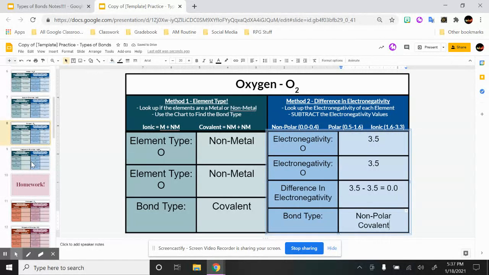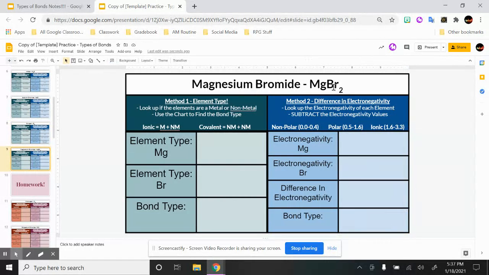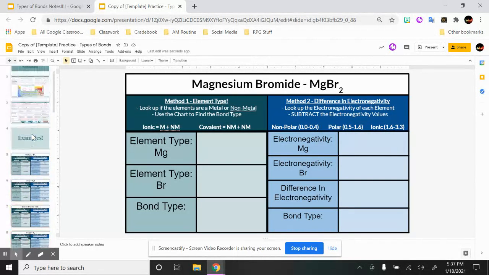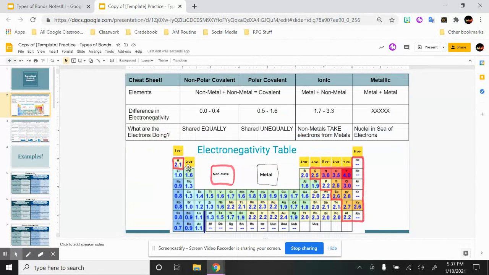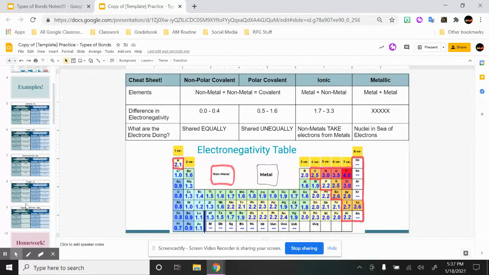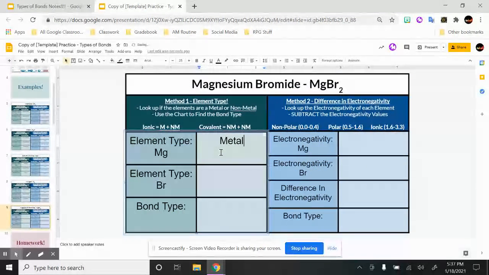Okay, one more example. So here we have MgBr2, magnesium bromide. I'm going to look up magnesium and bromine on my periodic table. Magnesium is a metal, and bromine is a non-metal. So I have a metal and a non-metal. If I have a metal plus a non-metal, it's going to be ionic.